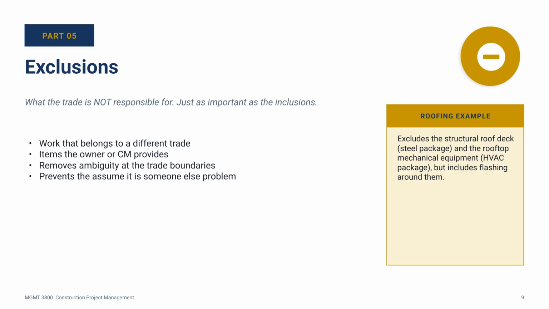Part 5. Exclusions. Just as important as the inclusions, maybe more important, the exclusion list says here's what this trade is not responsible for. Why does this matter? Because at the boundaries between trades, things can get fuzzy. The exclusion list removes that fuzziness.